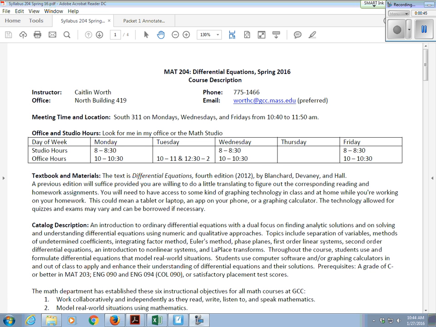So the textbook is called Differential Equations by Blanchard, Devaney, and Hall. You can use a previous edition if you can find one cheaper, but you'll have to do a little translating to figure out where the homework problems I assigned in the 4th edition live in a previous edition.